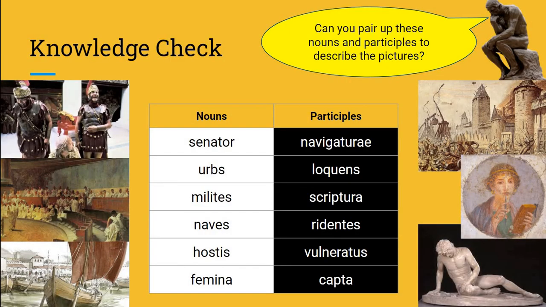So, using your knowledge of these three types of participles, let's pair up these nouns and participles to describe what's going on in the 6 pictures on the screen. I'm going to ask you here to stop and think, which means pause the video, and take as much time as you need to pair these nouns and participles up and translate those pairs if you're able to.